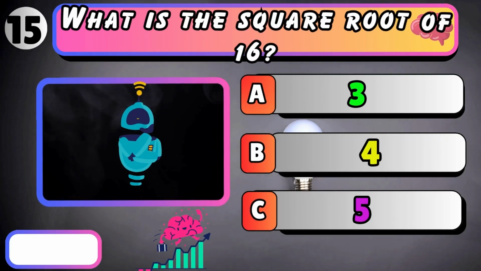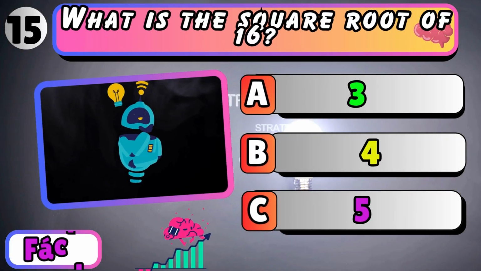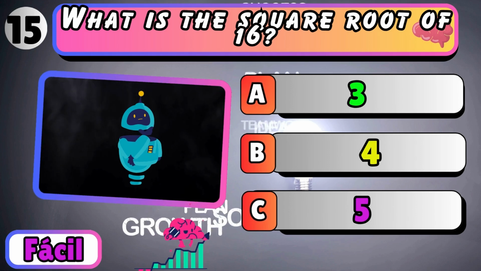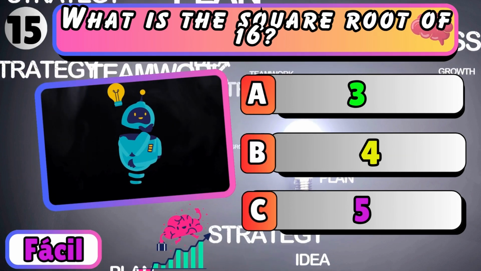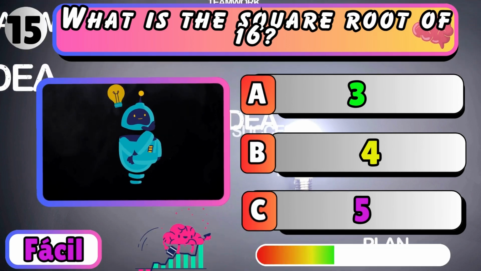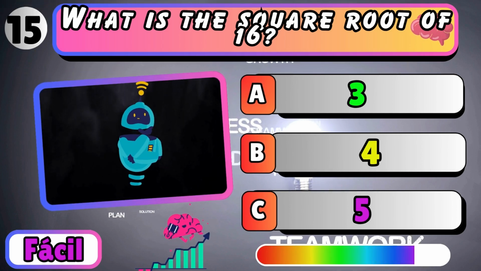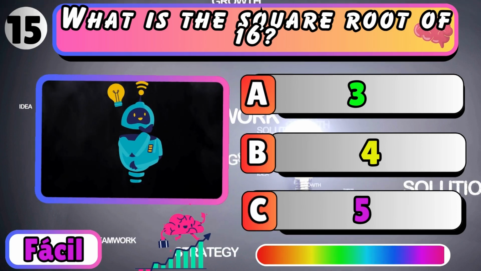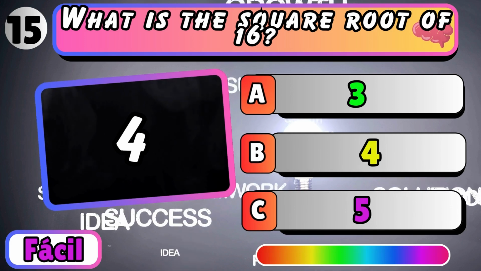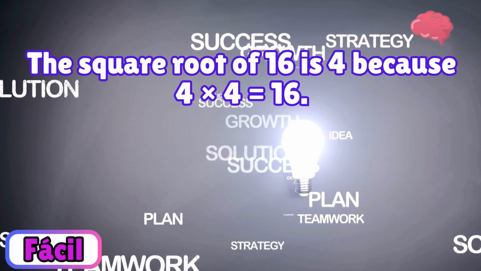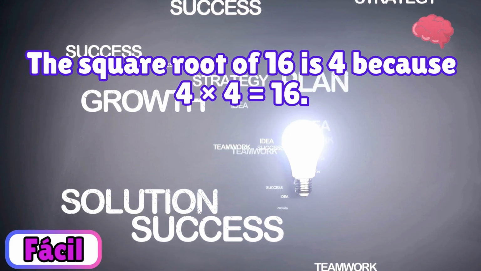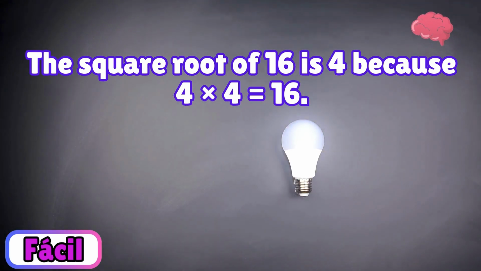What is the square root of 16? 3, 4, or 5? 4. The square root of 16 is 4 because 4 times 4 is equal to 16.